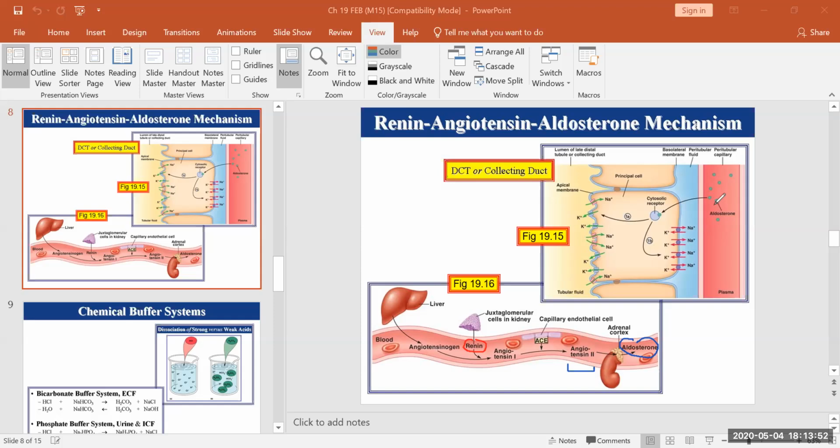Aldosterone is a steroid hormone, so it's fat soluble and goes straight into the cell. There's a receptor here. When aldosterone binds to its receptor, it will induce more protein synthesis. It induces the cell to produce more sodium channels, more potassium channels, and it increases the flux of sodium and potassium, right?